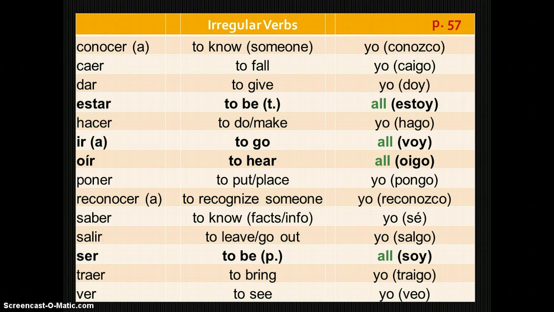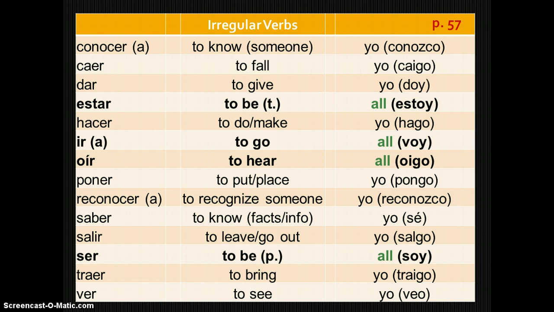Ir a means to go. It's irregular in all 6 conjugations, and the yo form is yo voy, and that means I go. Oír means to hear. Notice the accent over the i. It's irregular in all 6 conjugations, and the yo form, yo oigo, means I hear. Poner means to put or to place. It is only irregular in the yo, and the yo form is yo pongo, I put or I place.